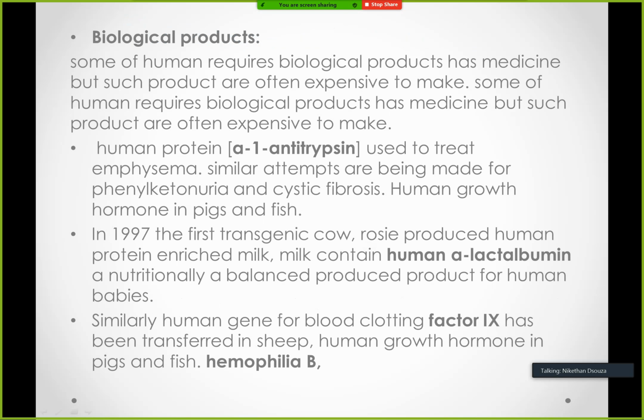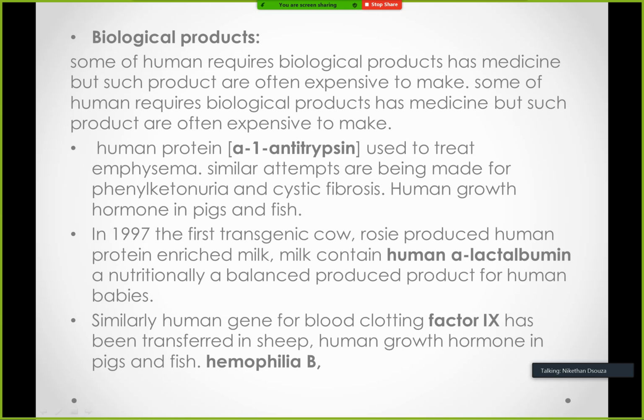Coming to biological products, as I told you, we introduce the gene and we obtain the product. The first example is the human protein called alpha-1 antitrypsin, which is used for emphysema. An attempt was also made to overcome phenylketonuria and cystic fibrosis. Human growth hormone is extracted from pigs and fishes, that is, the pigs and fishes were producing alpha-1 antitrypsin. This can be administered to humans.